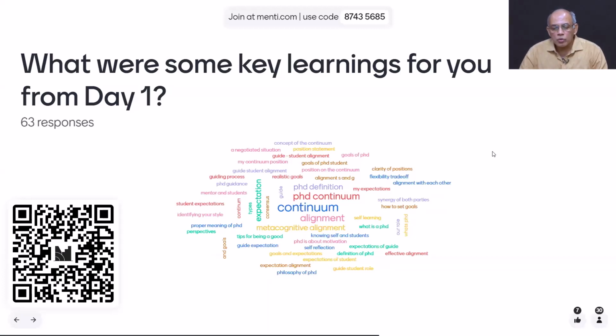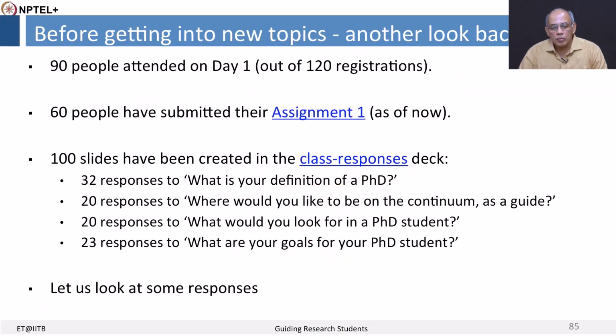So it's good to note that most people are saying continuum, and that's emerging as one of the main criteria, and alignment as the second important criteria, along with expectation on the side and flexibility and words like that. So that's very good to note. So moving on with today's activity.